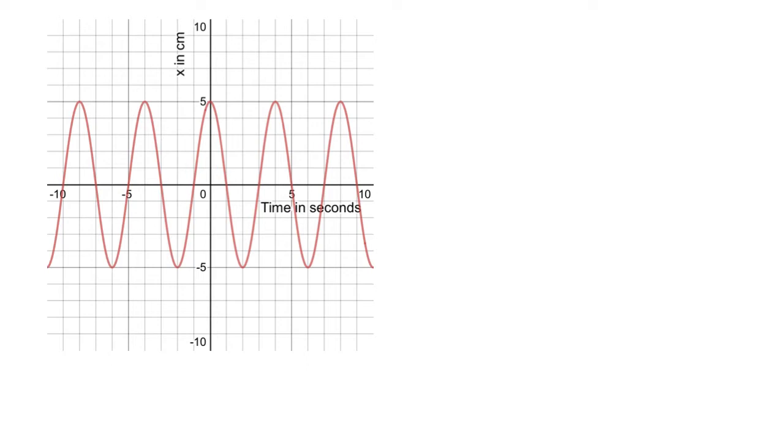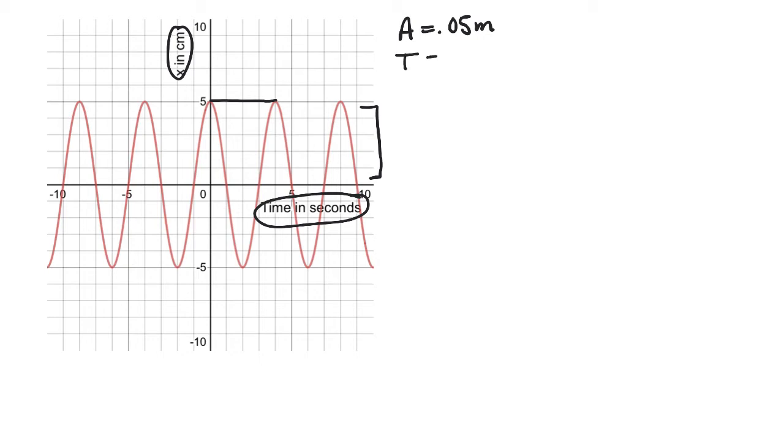First, note that the vertical axis is position, the horizontal axis is time. We can determine that the amplitude of this graph is 5 centimeters. We can determine that the period of this graph is 4 seconds. Let's assume we're given the mass of the oscillator is 1 kilogram, just to make things a little simpler.